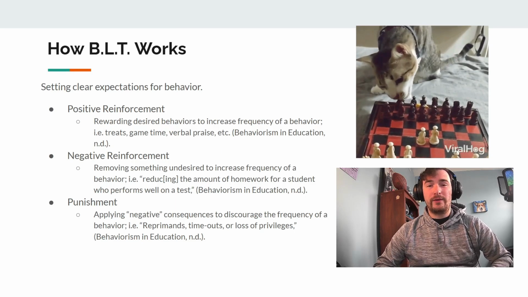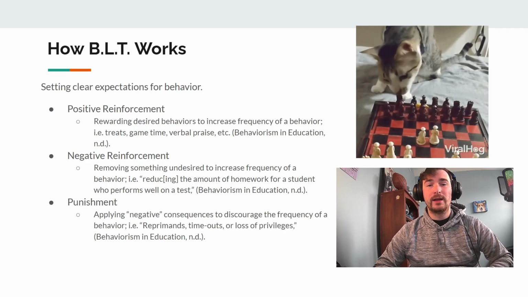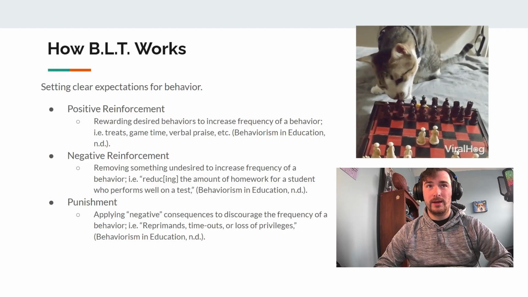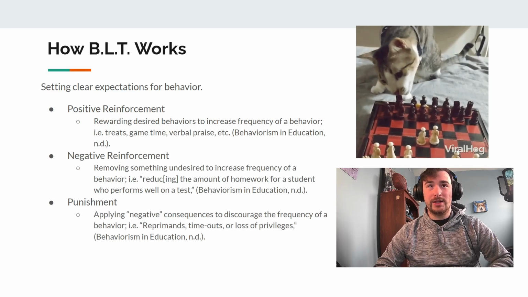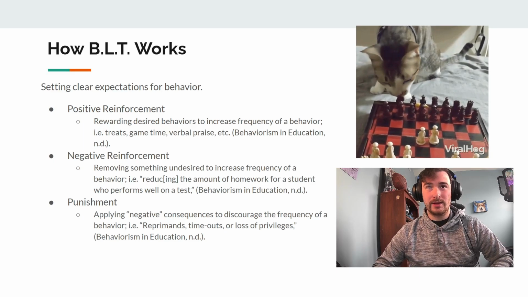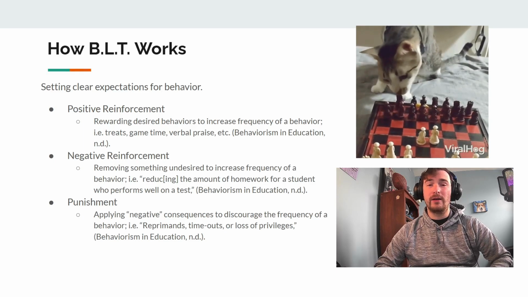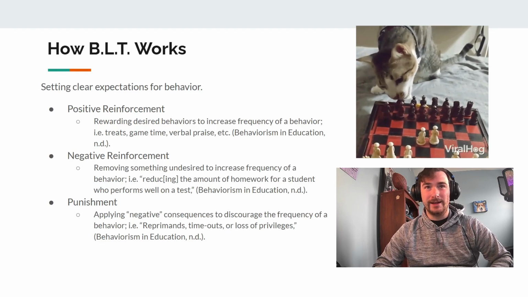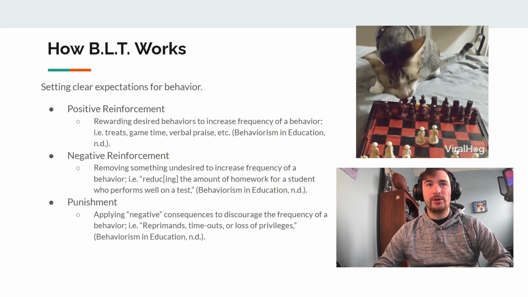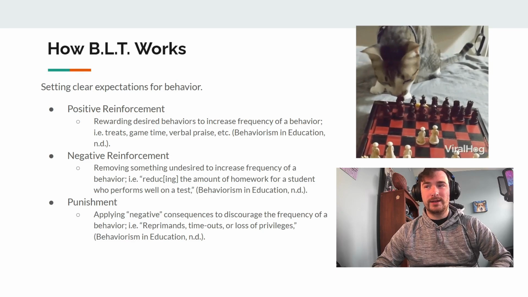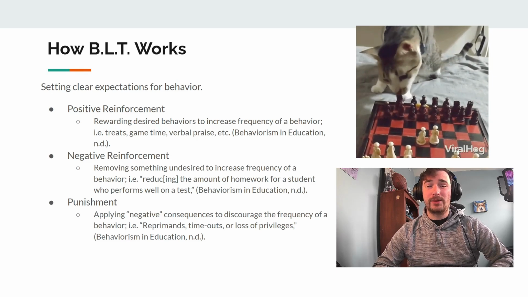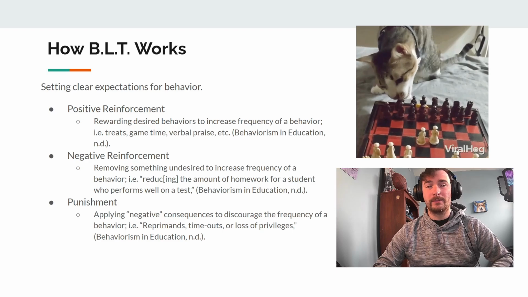The most straightforward of the three is positive reinforcement. Positive reinforcement, as cited in Behaviorism in Education, is rewarding desired behaviors to increase the frequency of the behavior that you want to see. So, for example, using treats, reward game time, verbal praise, etc. are all examples of positive reinforcement.